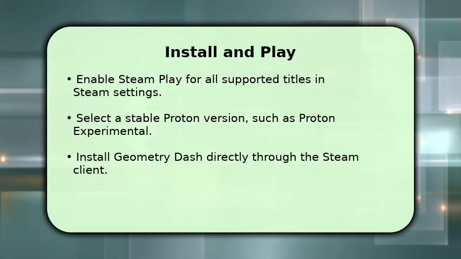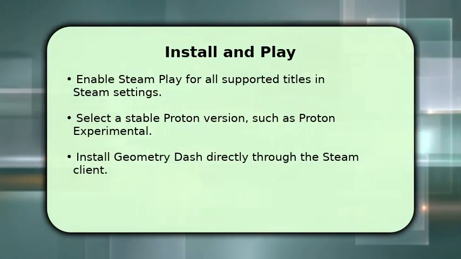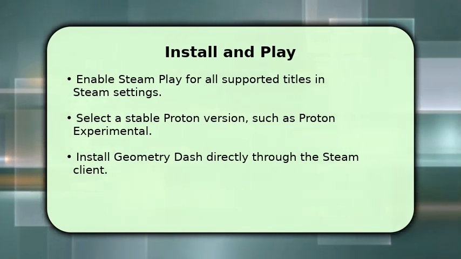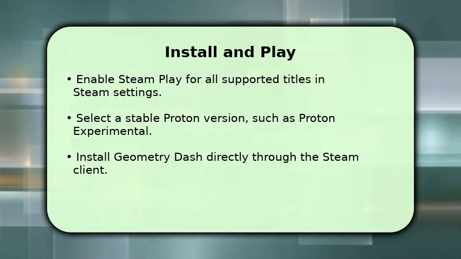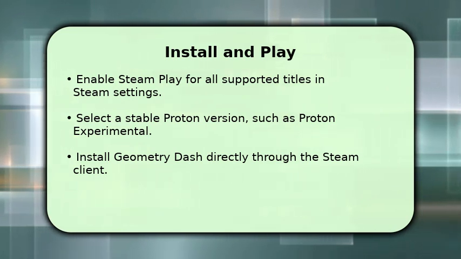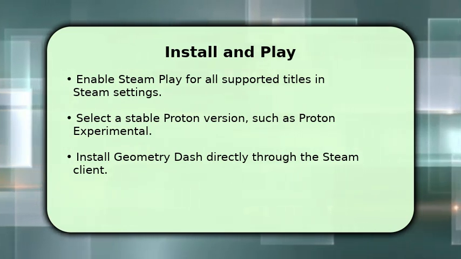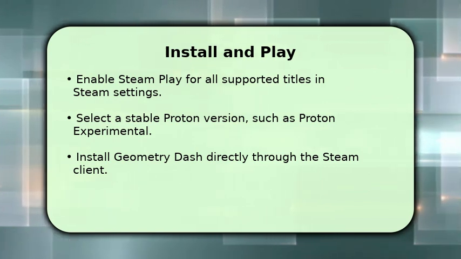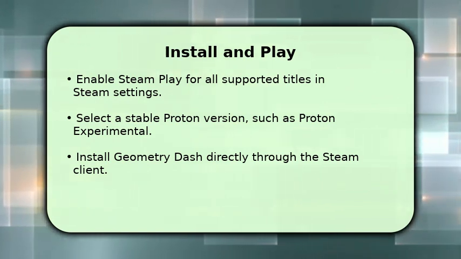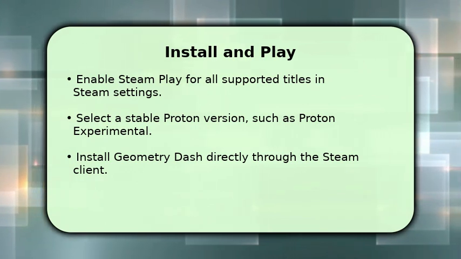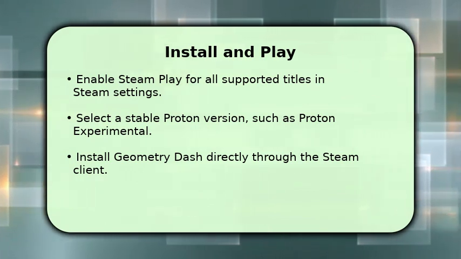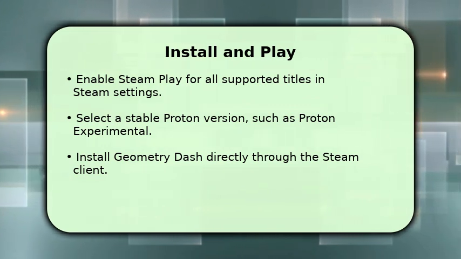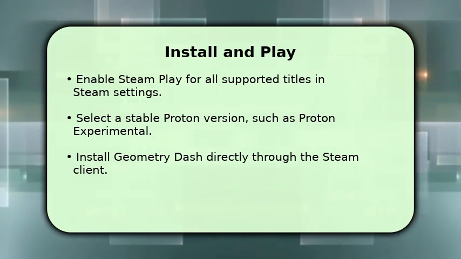Once you have your compatibility layer ready, the installation is very simple. If you're using Steam, navigate to your Steam settings, find the Steam Play section, and enable it for all supported titles. Then, choose a stable Proton version, like Proton Experimental, from the drop-down menu. After that, simply install Geometry Dash from your Steam library. The game should then launch directly from Steam, just like any other game on your system, providing a seamless experience.